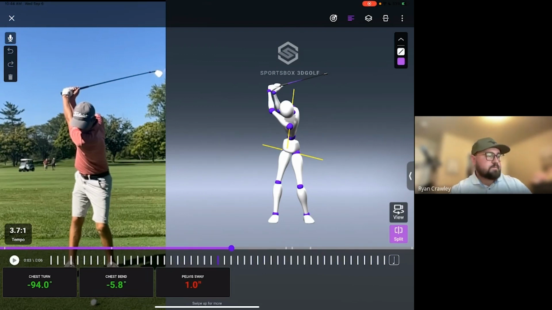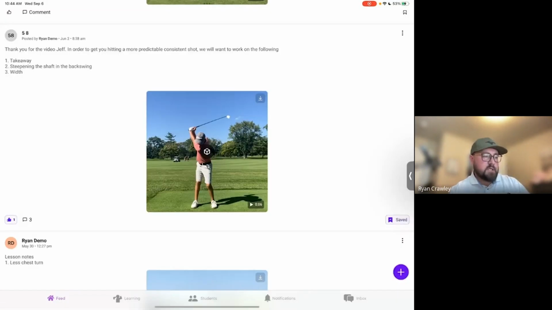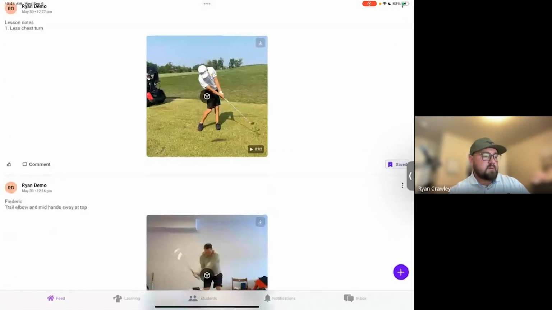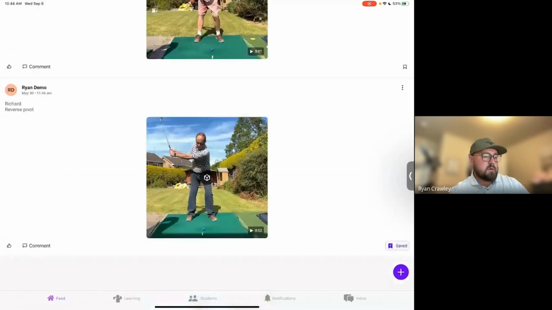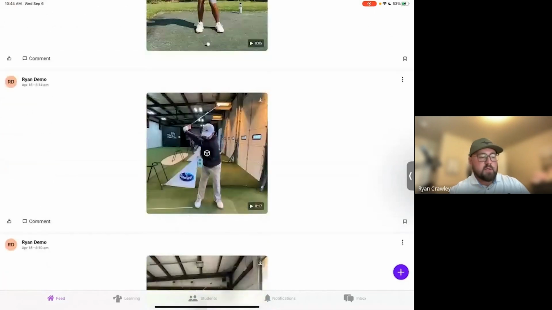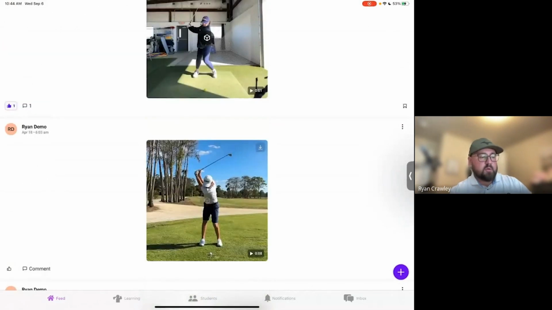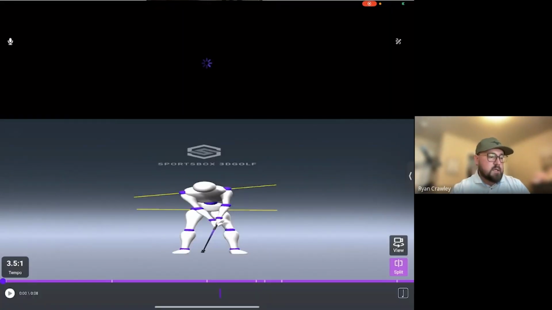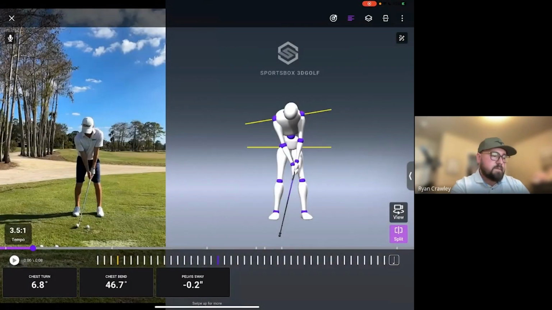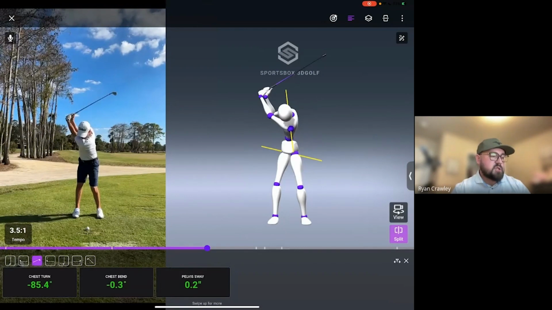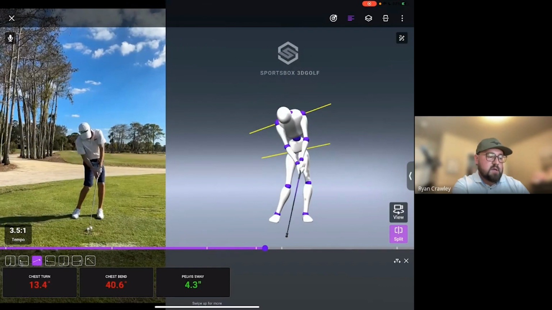If we look at the change that Nick made in his golf swing, you'll be able to see that we just made him turn a little bit less, and that chest bend number at the top is going to improve. So you can see he's now a little less rotated, with chest bend negative 0.3. So really good. And really the big difference that you'll see in his swing now is that his pelvis isn't swaying as far forward.